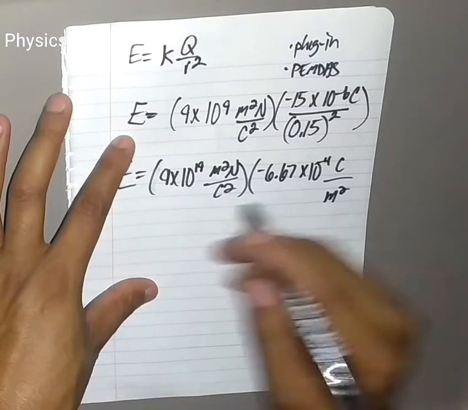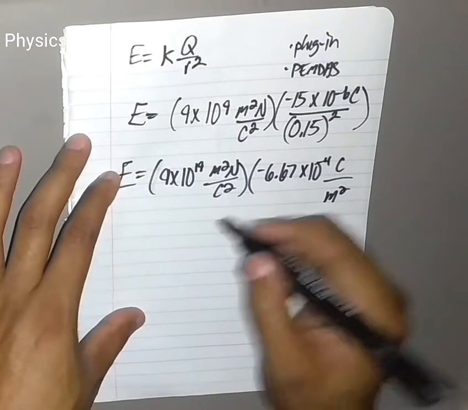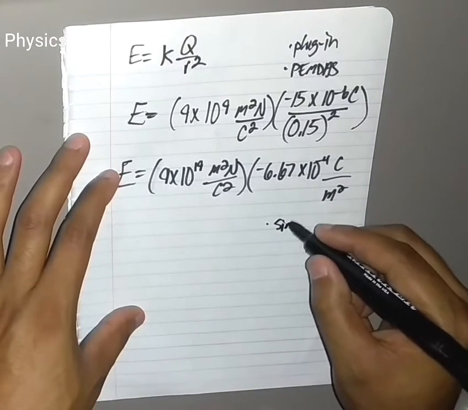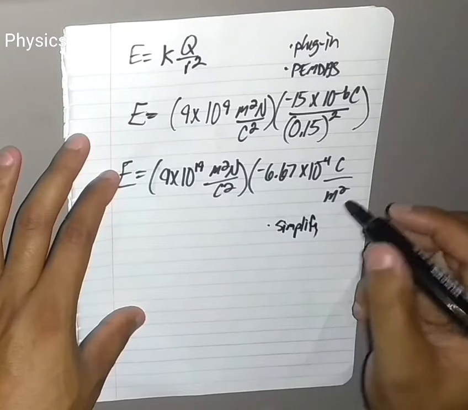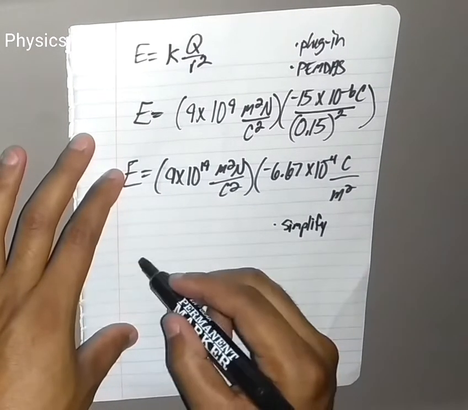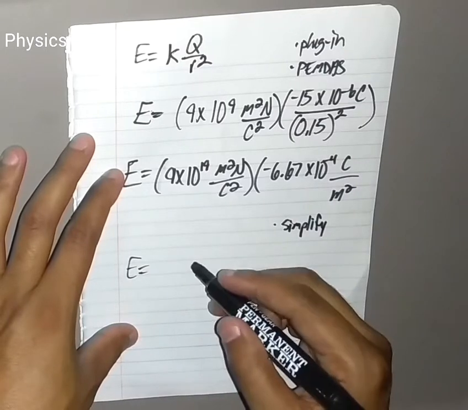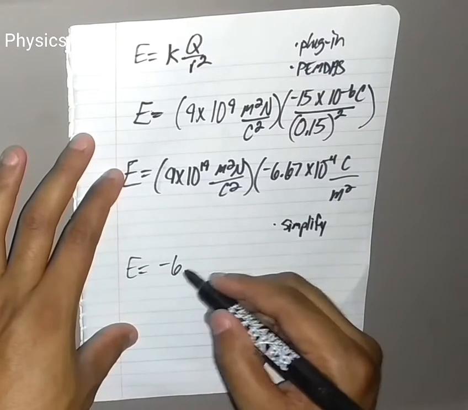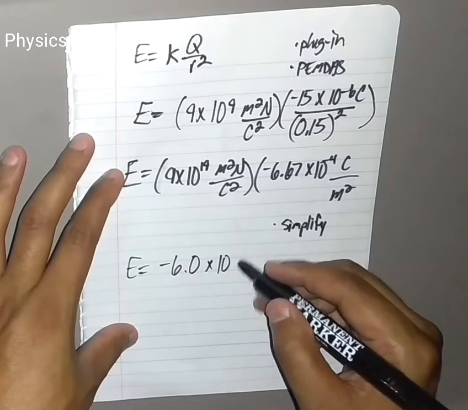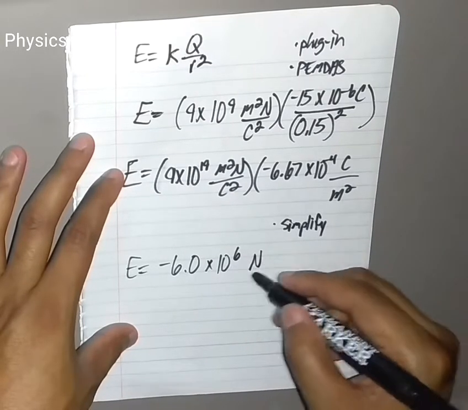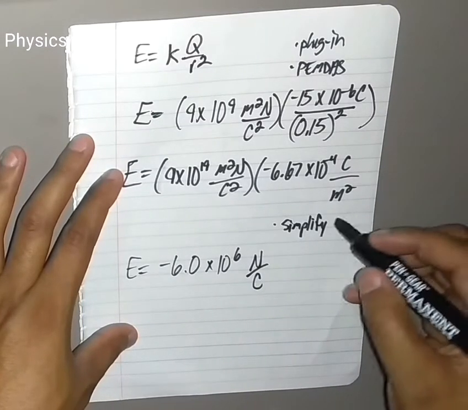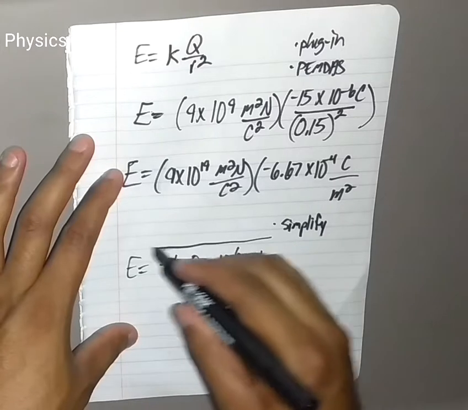At this point, we simplify further. E equals a negative 6.0 multiplied by 10 to the 6 newtons per coulomb. Okay, and that will be our answer.